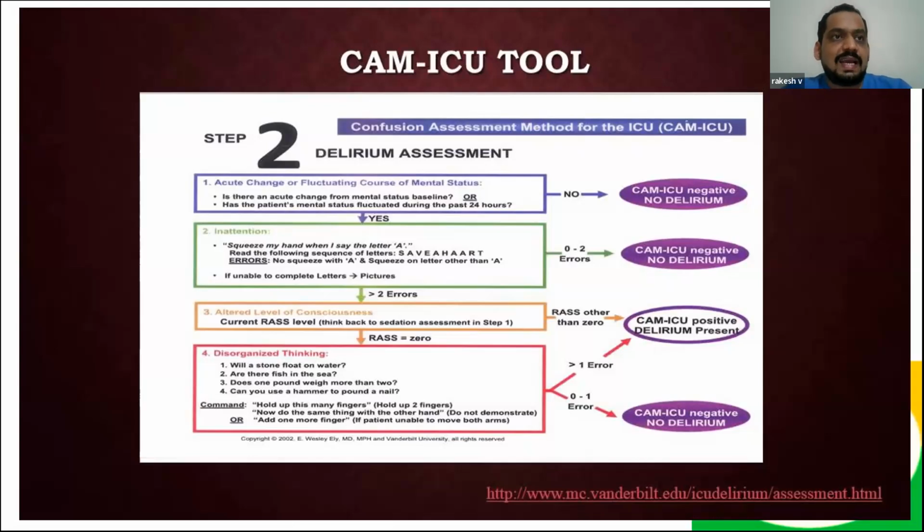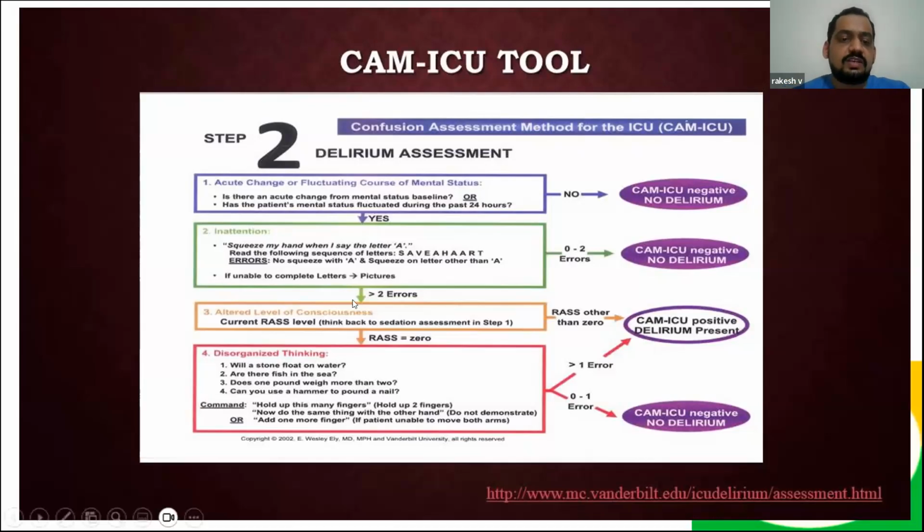So whether he is able to pay attention to your commands. A simple command like, whenever you hear the letter A, you should press the hand. If he is able to keep attention for your commands, that means there is no delirium. If the errors are more than 2, then you should go for altered level of consciousness, wherein you use the Richmond Agitation Sedation Score. If the score is other than 0, that is delirium positive.